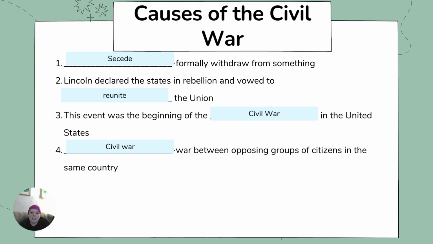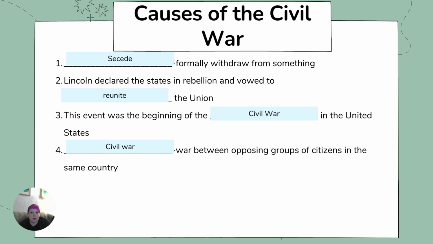So Lincoln declared that the states who had seceded from the United States, remember, secede means to formally withdraw from something, he declared those states in rebellion and vowed to reunite the Union. Soon after this, Confederate troops fired upon Fort Sumter, which is a federal fort located in South Carolina. This event marked the beginning of the Civil War in the United States.